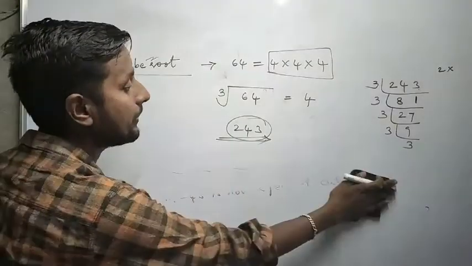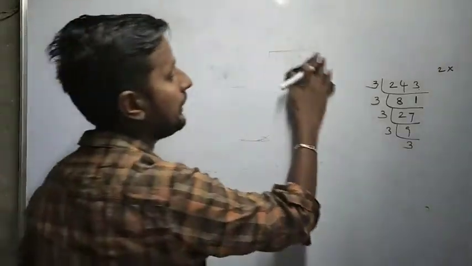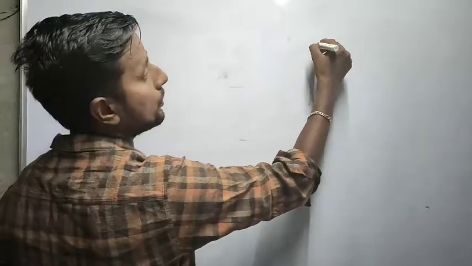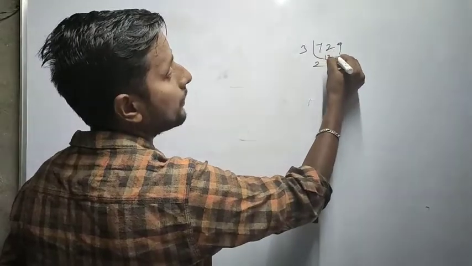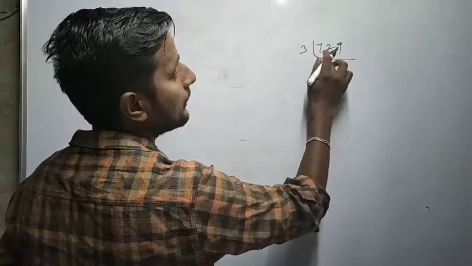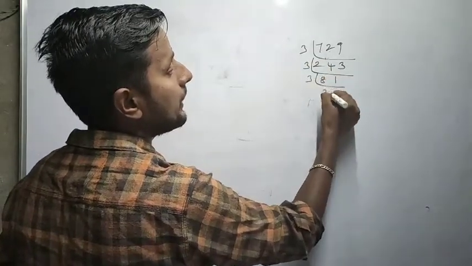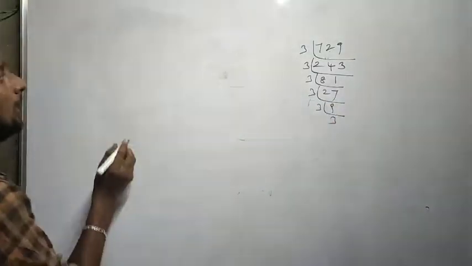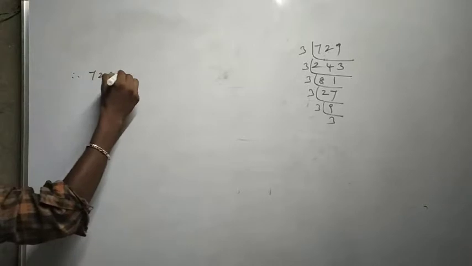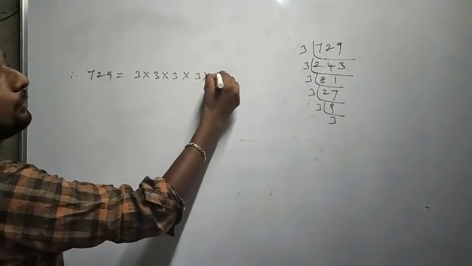Next, if you go with 729, that is also divisible by 3 only. 729. Next, 3 2s are 6 and 1 carried. 3 4s are 12 and 3 3s are 9. Next, same. 3 8s are 24, 3 1s are 3. 3 27 times, 3 9s, 3 3s. Therefore 729 is equal to 3 into 3 into 3, again 3 into 3 into 3.